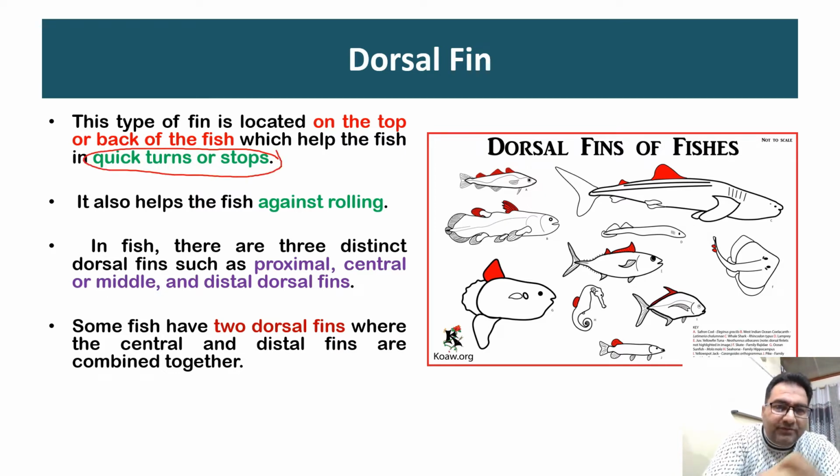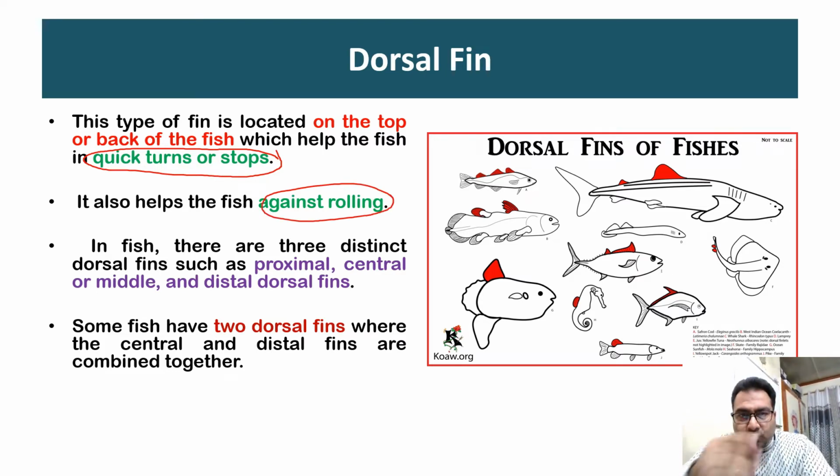Now, if somebody asks you what is the main function of the dorsal fin, it is to make quick turns or stops. It helps against rolling, so it does not allow the fish to roll, and it helps to maintain the balance. In fish there are three distinct dorsal fins: proximal, central, and distal. So I was telling you about the three kinds of dorsal fin.